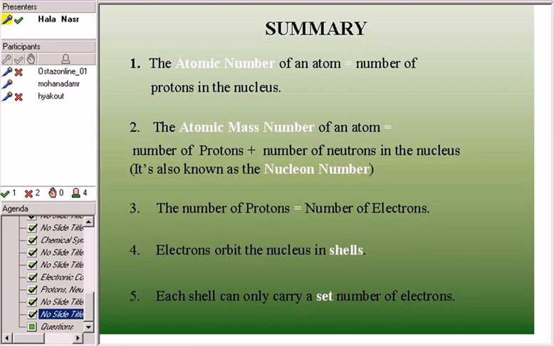So, in summary, the atomic number of an atom equals the number of protons in the nucleus. The atomic mass number is the number of protons plus the number of neutrons together, and it's known as the nucleon number. The number of protons is equal to the number of electrons, and that's why an atom is neutral in charge.